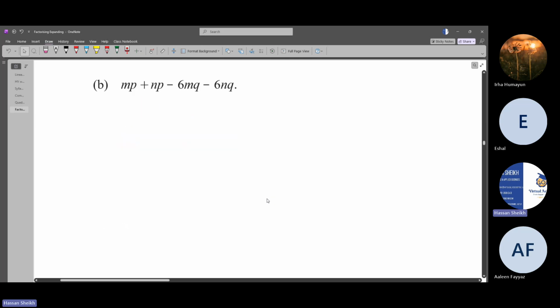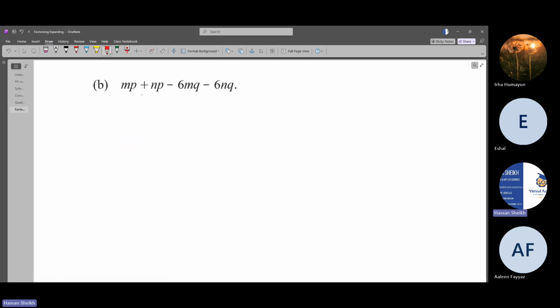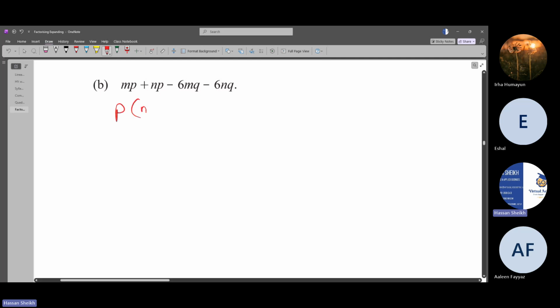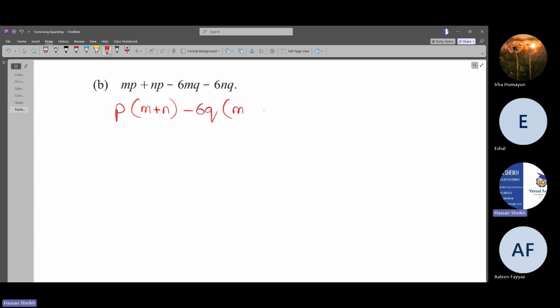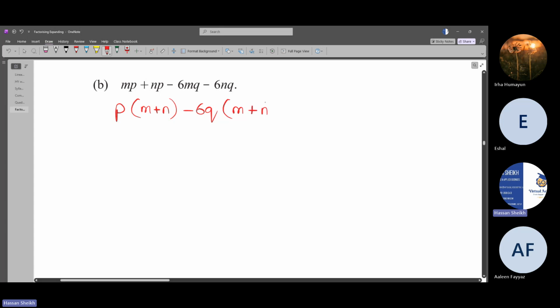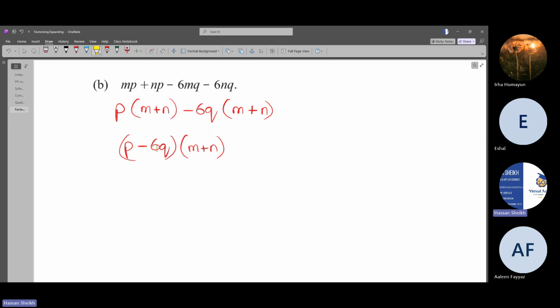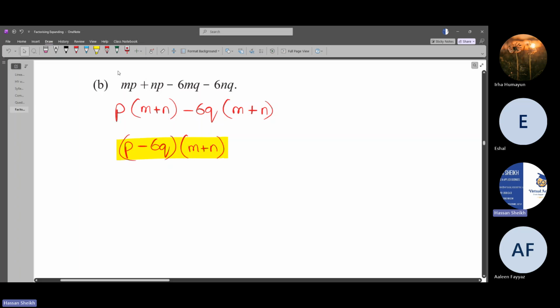No doubt? Okay. Now let's take p common. If you take p common, then it will be m plus n. And from the second two terms, we take minus 6q common. If we take minus 6q common, then it will be m, and the sign would change to plus, and there would only be n left. If you're getting these two brackets the same, it means that you are simplifying it correctly. If you're not getting these brackets the same, it means that something is wrong with your calculations. Students, doubt? No.